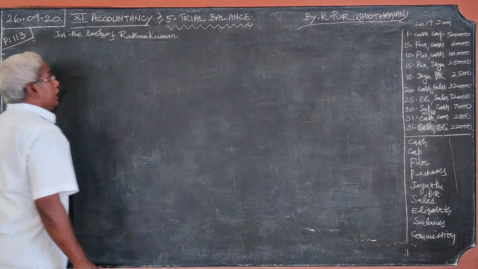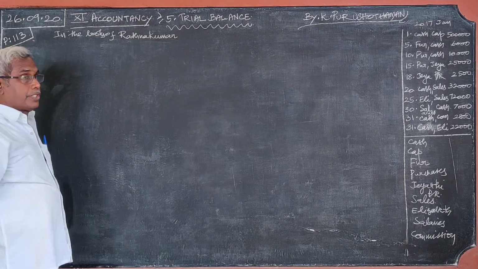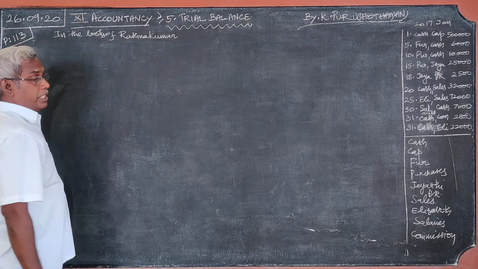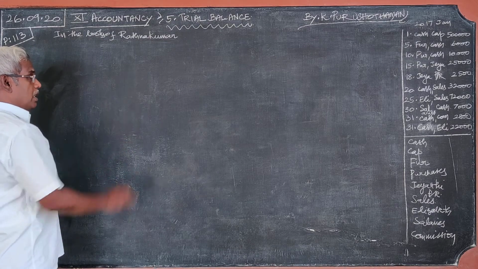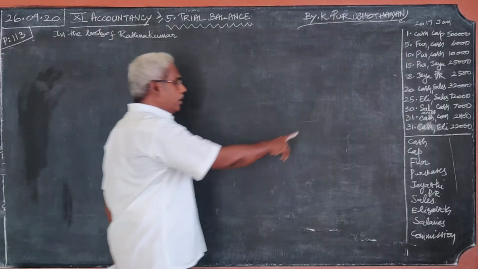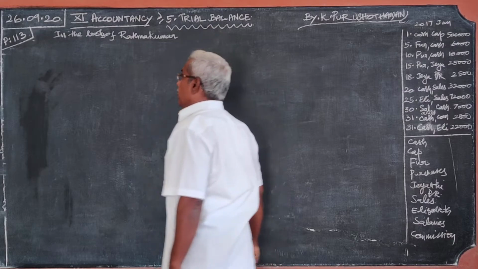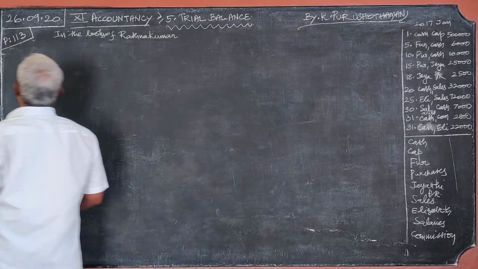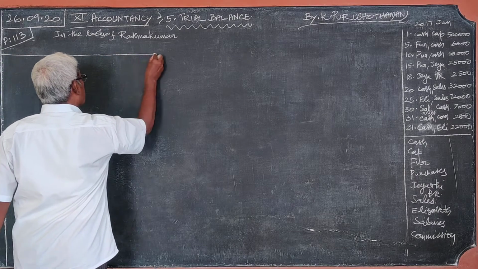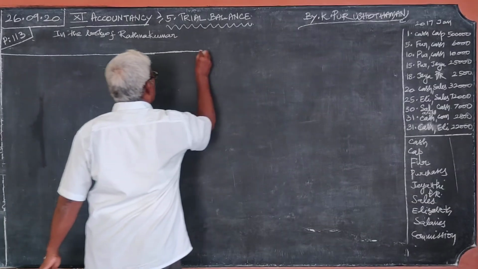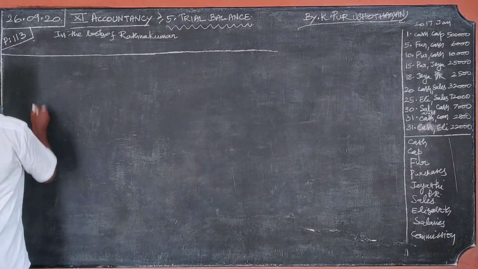So far we have seen in the books of Ratnakumar all journal entries, that what we have seen in chapter number 3. And in the books of Ratnakumar, we have prepared all these 10 ledger accounts, that what we have seen in chapter number 4. Now we are going to prepare the trial balance.